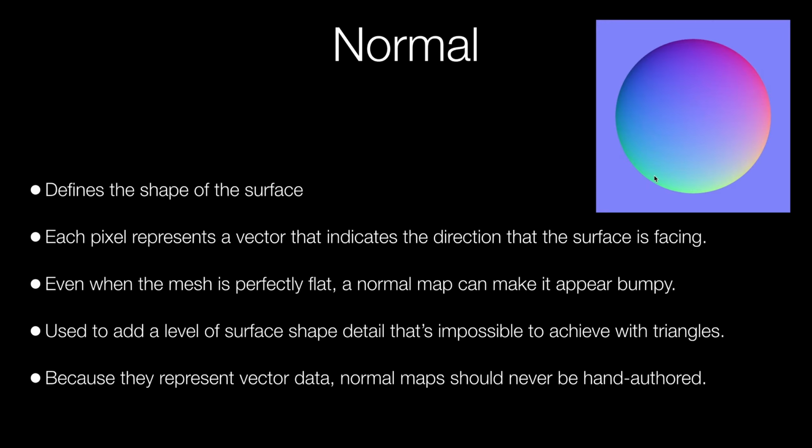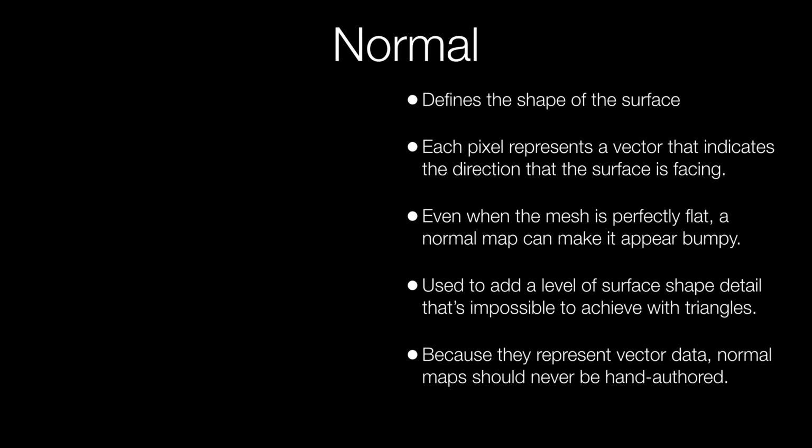It's really important, because these pixels represent vector data and not colors, that normal maps not be hand painted. In other words, you can't go into Photoshop and use a color picker and just start painting a normal map, because your results will be incorrect. You need to use an established method, like baking a high resolution model down to a low resolution model in order to create a normal map.